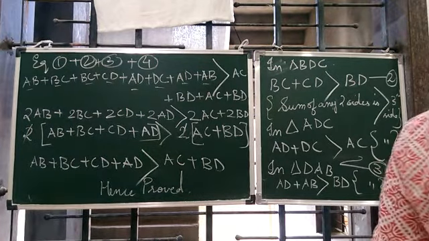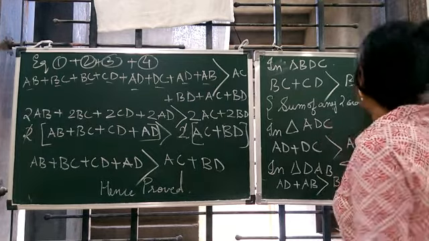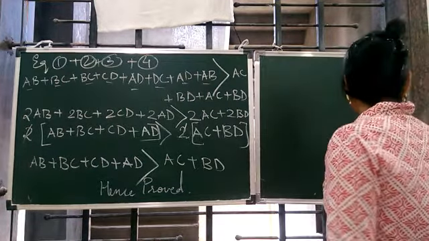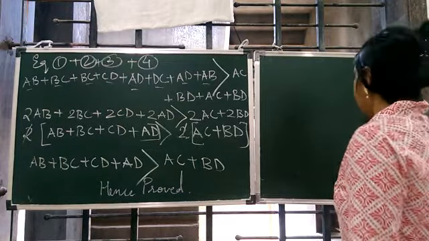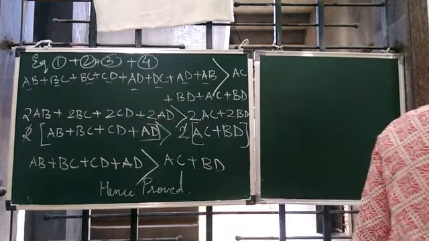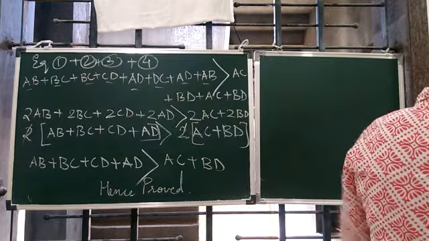Again, ABCD is a quadrilateral. Question number 5 now we will start. ABCD is a quadrilateral, it came again. Same thing we need to follow. This time diagram, okay, the diagram was given for 4.